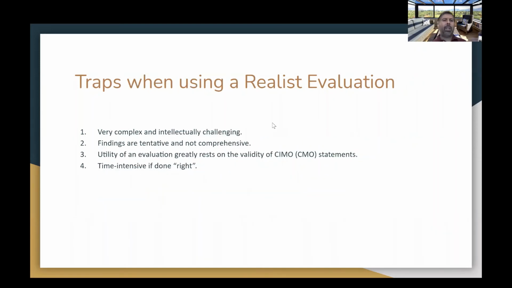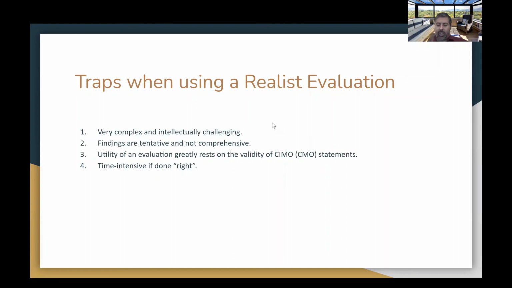So next I will speak about traps when using a realist evaluation. The first trap is that they are very complex and intellectually challenging. This comes from Ray Pawson and Nick Tilley themselves. So I just want to read a quote from them that talks about this trap.